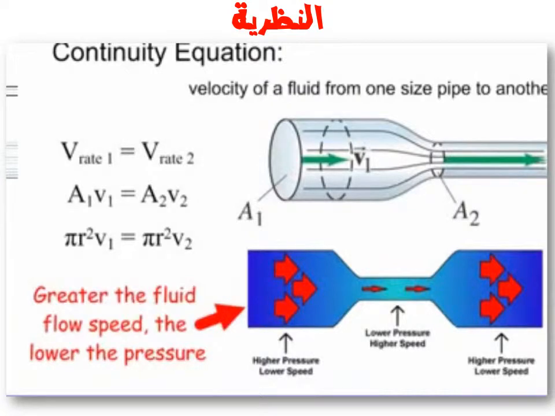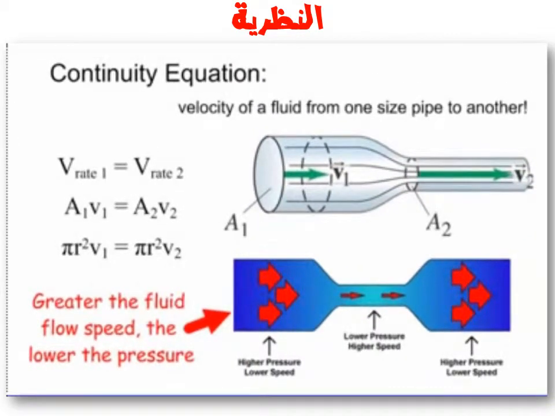You take a look at this picture right here. You can see what happens to the pressure when we have a faster speed: the pressure gets lowered. This is what happens in a hurricane. When the speed gets faster and faster, the atmospheric pressure gets lower and lower because the particles are being pushed out faster and faster. So the greater the fluid flow speed, the lower the pressure.